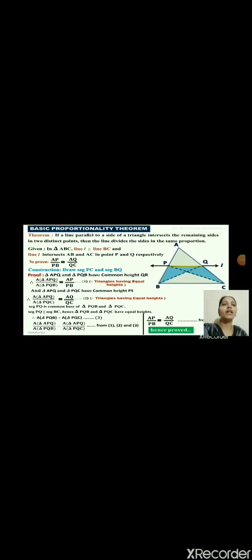Therefore, we can write AP upon PB is equal to AQ upon QC from equations 1 and 2. Therefore, with this equation, we have proved this theorem. We have seen the proof of the basic proportionality theorem. Now we are going to solve some problems based on the basic proportionality theorem from practice set 1.2.